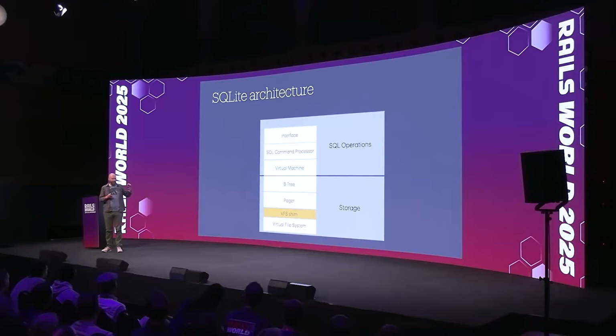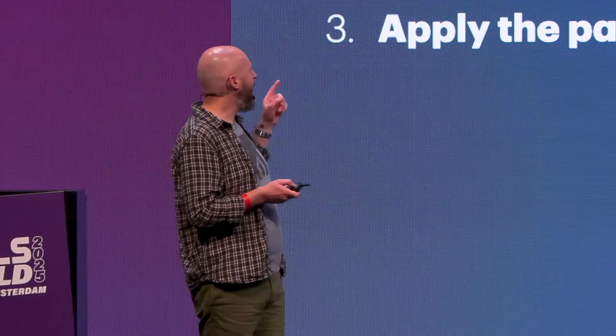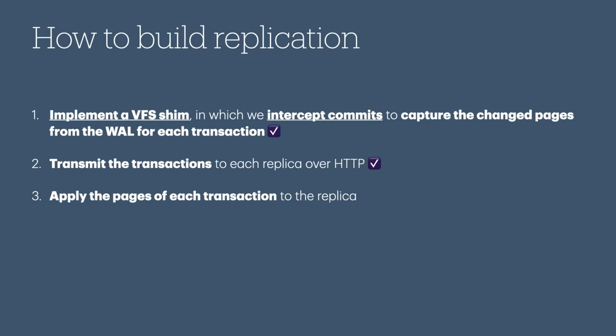Okay. So that's good news for us, particularly because one of the things that happens at that level is that whenever the pager records a new transaction to the database and commits it and records it into the WAL, it fires a particular event into the virtual file system to let it know that that happened. So the reason that's good for us is because it gives us the last piece of information we need to figure out how to implement step 1 of our replication, which is that if we implement a VFS shim, we'll be able to intercept the commits, capture those change pages out of the WAL for every transaction as it happens. Then we can transmit those to the replicas over HTTP. And now we just need to figure out how to do the step on the replica, part 3.